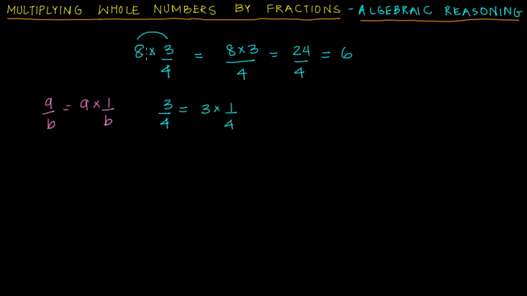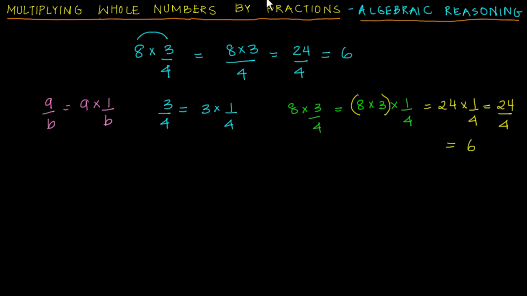So now let's try and multiply 8 times 3/4. So 8 times 3/4 equals 8 times 3 times 1/4. And now we can use the associative property to multiply 8 times 3 first. So 8 times 3 equals 24 times 1/4. And 24 times 1/4, if we again use the same rule here, is the same as 24/4. And then we can simplify this to 6 wholes.